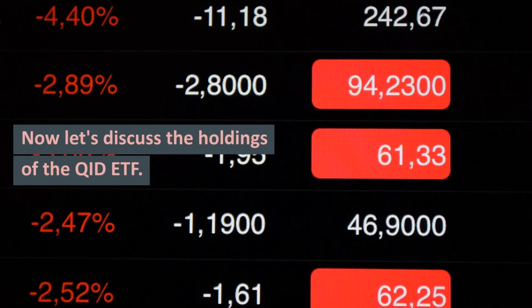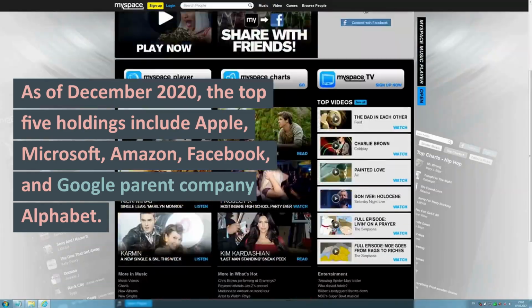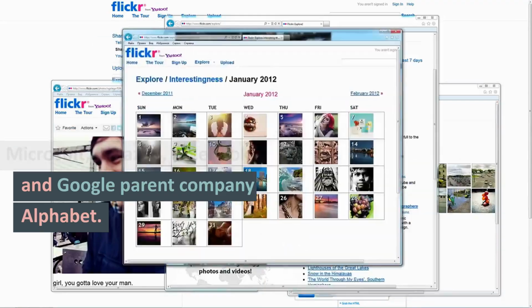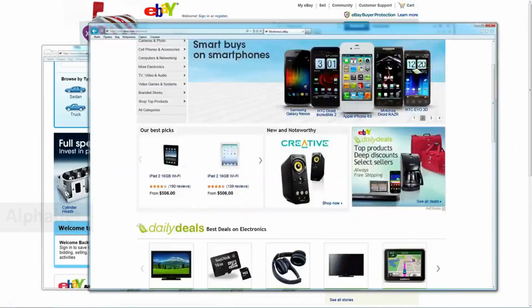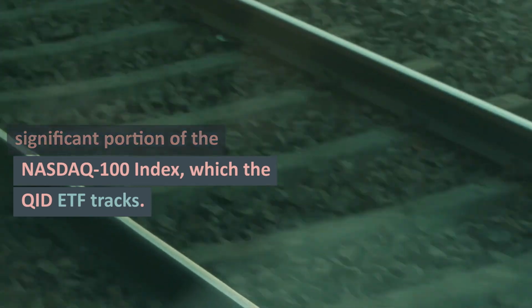Now let's discuss the holdings of the QID ETF. As of December 2020, the top 5 holdings include Apple, Microsoft, Amazon, Facebook, and Google parent company Alphabet. These companies make up a significant portion of the NASDAQ-100 Index, which the QID ETF tracks.